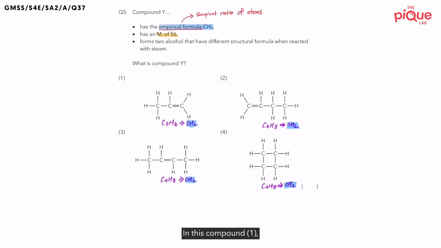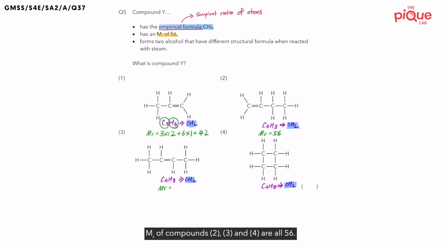In this compound, there's 3 carbon and 6 hydrogen, so its relative molecular mass will be simply 3 times 12 plus 6 times 1, giving us 42. Using the same method, you will find that the Mr of compounds 2, 3, and 4 are all 56. So obviously, we can eliminate option 1.